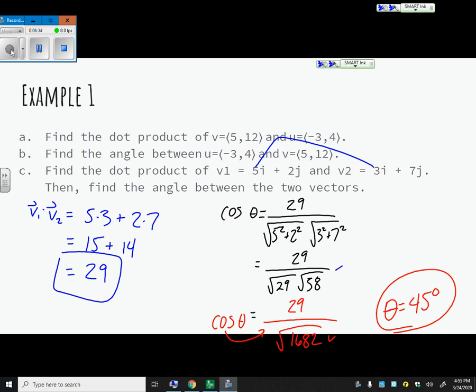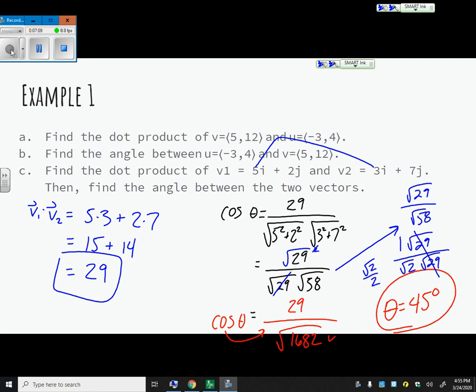Watch this. This is really cool. Remember, 29 divided by the square root of 29. Remember, this is just the square root of 29 squared, isn't it? So I can cancel this with one of these, and I'm left with the square root of 29 over the square root of 58. So the square root of 58 is just 2 times 29. So I could break apart that square root of 58 as square root of 2, square root of 29. Look what cancels. I'm left with 1 over square root of 2, which rationalizes to square root of 2 over 2.